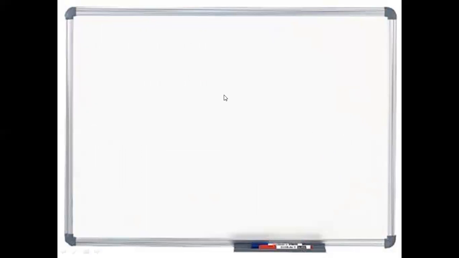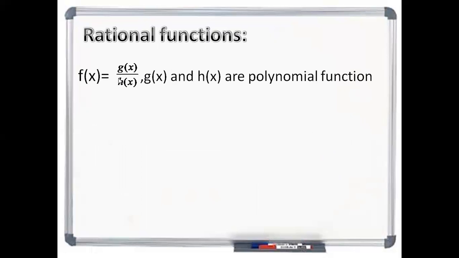Next function is rational function. Rational function is f(x) equals g(x) upon h(x). So there are two polynomials, one in the numerator, second in the denominator, and the denominator polynomial should not be equal to 0. It depends upon the function. So we are taking some examples of the rational function.